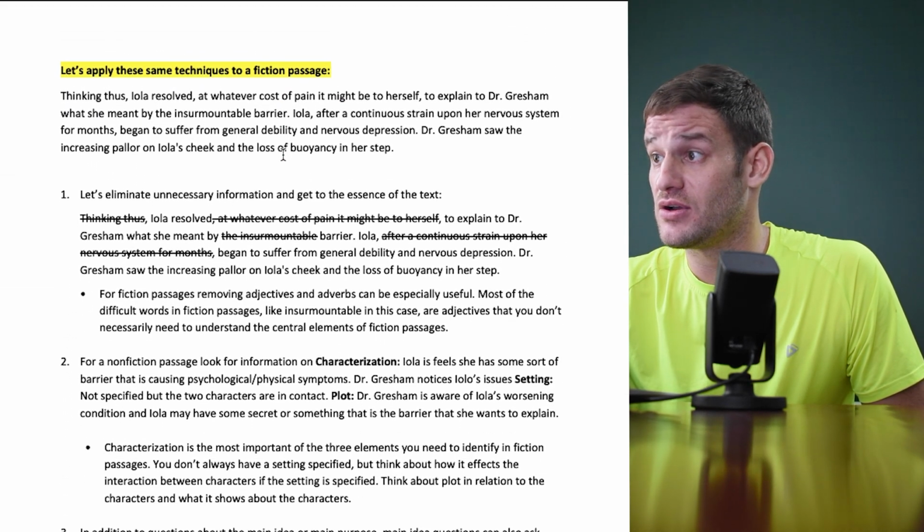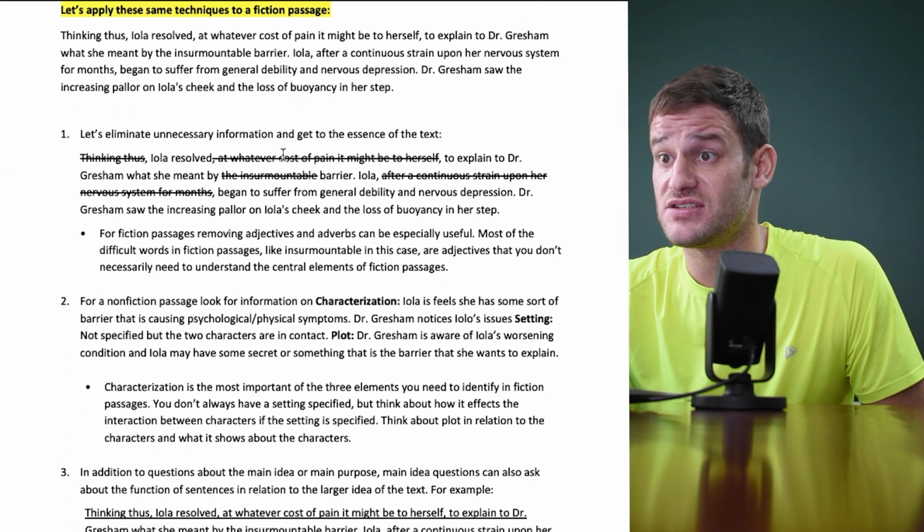All right, let's now look at a fiction passage. And this is a bit more difficult than our nonfiction passage.